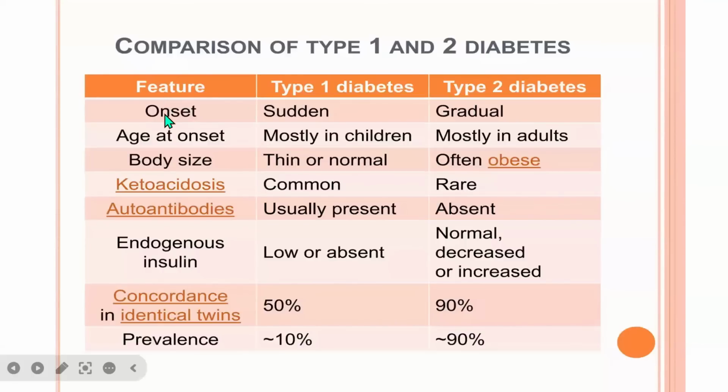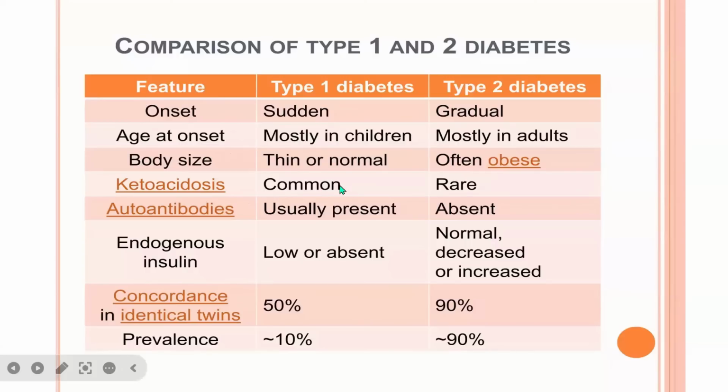So then, comparison of type 1 and type 2 diabetes. Onset: type 1 diabetes is sudden, but type 2 diabetes is gradual. Age of onset: type 1 is mostly in children, but type 2 is mostly in adults. Then body size: thin or normal in type 1, but in the case of type 2, often obese.